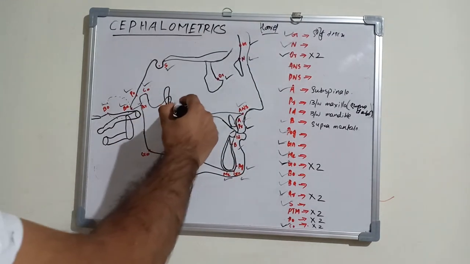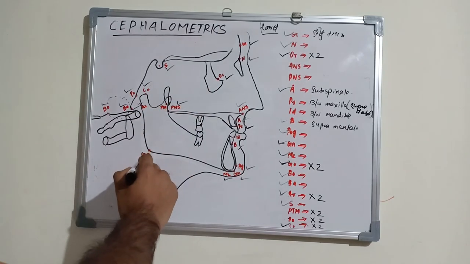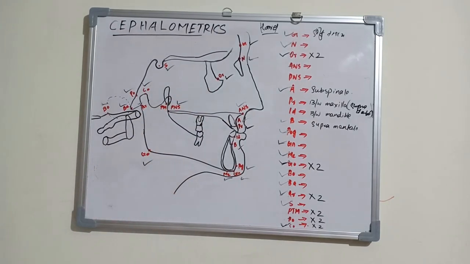So we have covered PNS, gonion, prosthion. That is glabella, porion, pogonion, menton, gnathion, gonion.